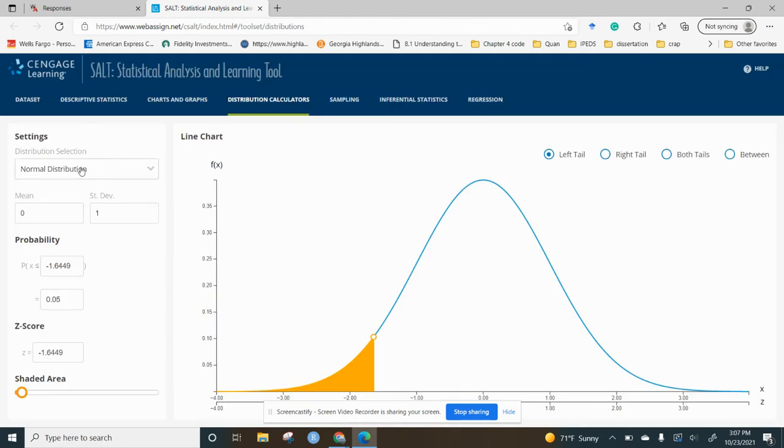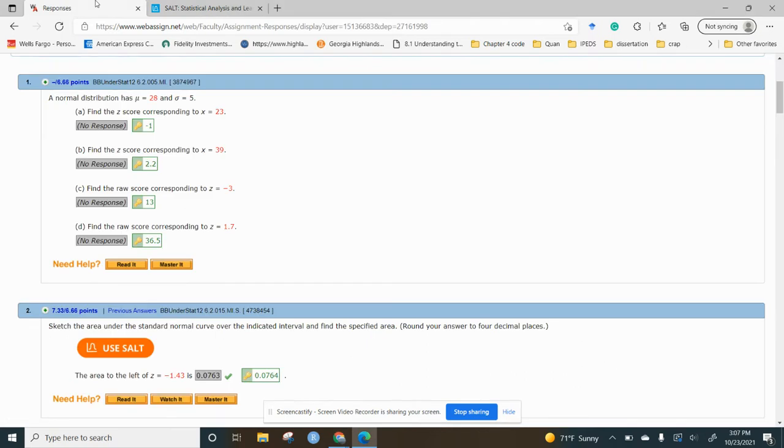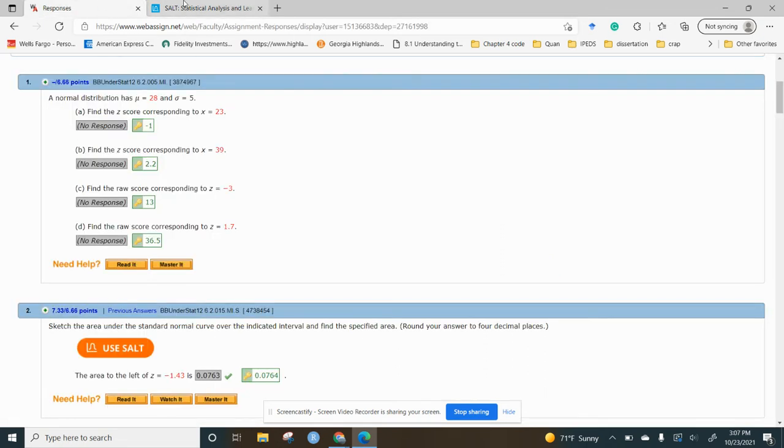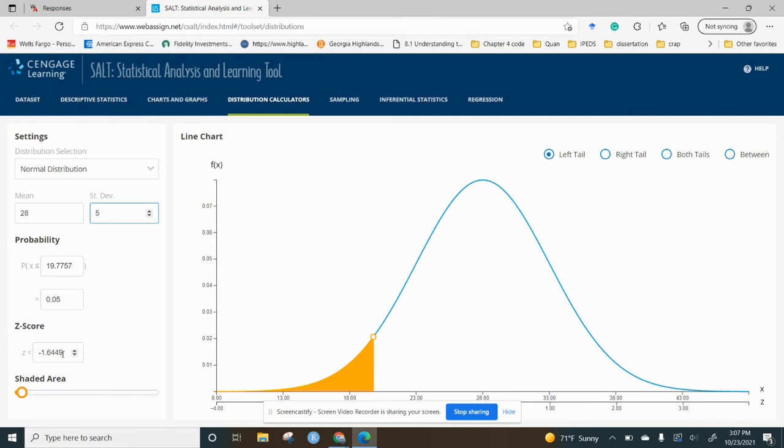Okay, I'm going to use SALT. I've got normal distribution here. Remember, my mean was 28, and my standard deviation is 5. Now I want to find the z-score where x is 23, so I'm going to put 23 here.